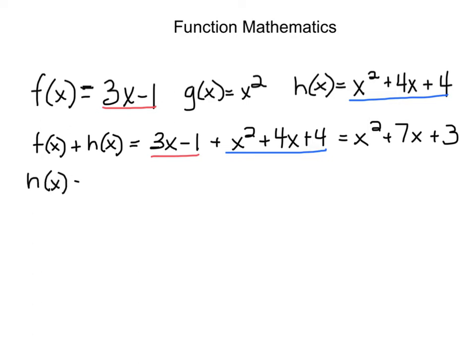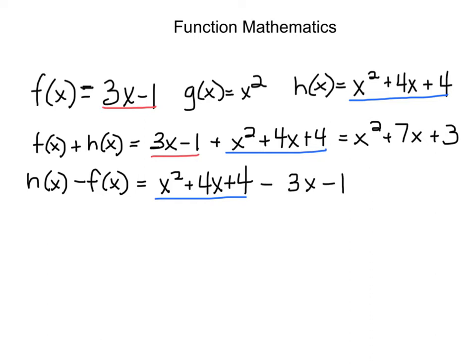Okay? Sometimes people get mixed up with the subtraction. So what if we do h of x minus f of x? So I'm going to take this function, which is h, and I'm going to subtract off this function, which is f. Now, right now, it looks like this negative subtract is only with the 3. But remember, I'm subtracting off this whole function. So I have to make sure I have parentheses in here. So that negative will distribute before I do anything. So this part will stay the same.